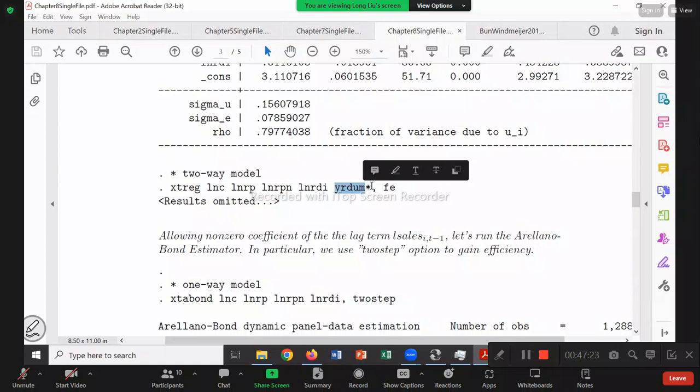Usually our homework only requires the one-way model. The two-way model right here, these kinds of details are only for learning purposes. Usually our homework doesn't require the two-way model, because once you can do the one-way model, the two-way model will be very, very similar. This year dummy material is just for learning, in case later on for your own project or your dissertation you want to do the two-way model. Our homework usually only requires the one-way model.